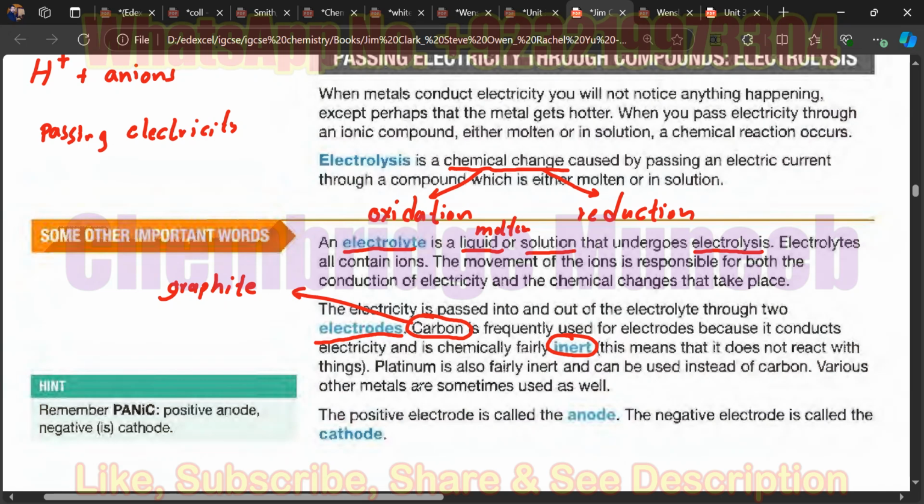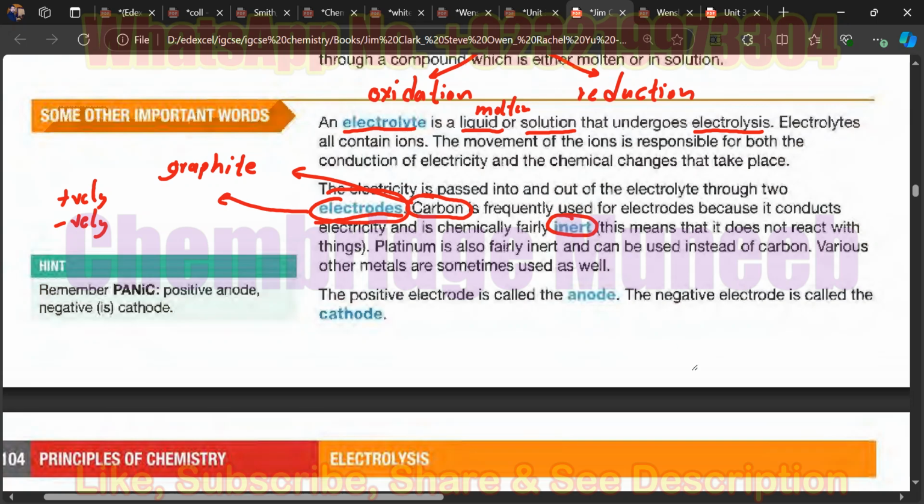And the next thing is that the electrodes are of two types according to their charges. They are positively charged and negatively charged electrodes. Is that clear? Yes. The positively charged electrode is called the anode and the negatively charged electrode is called the cathode.